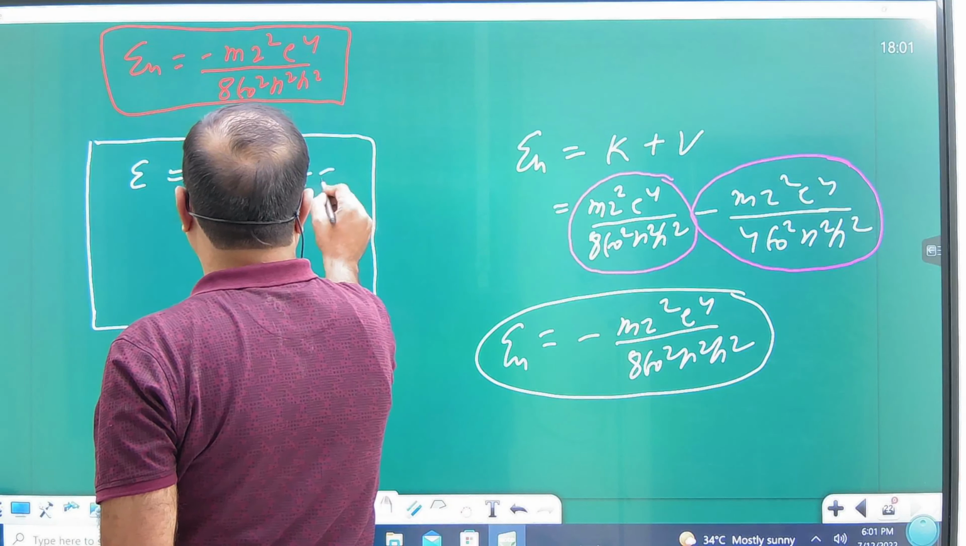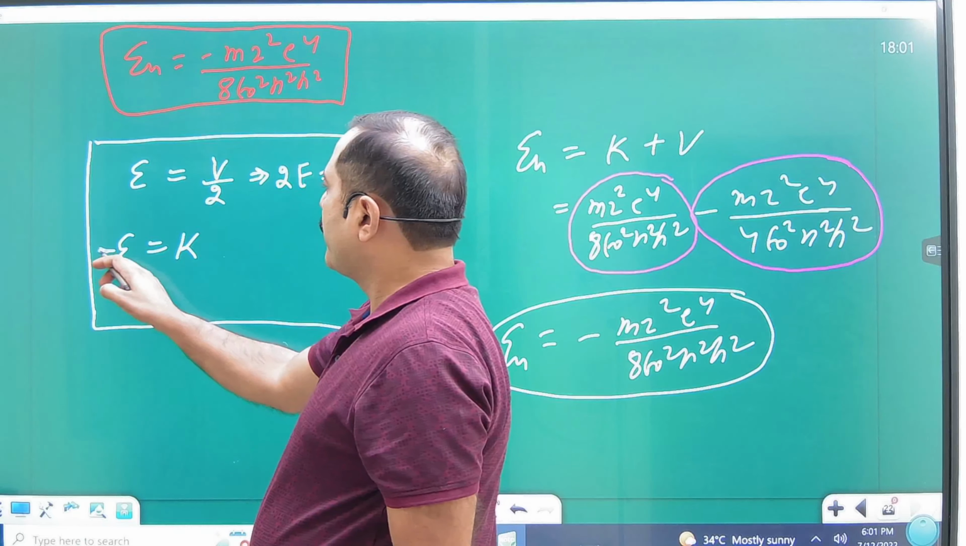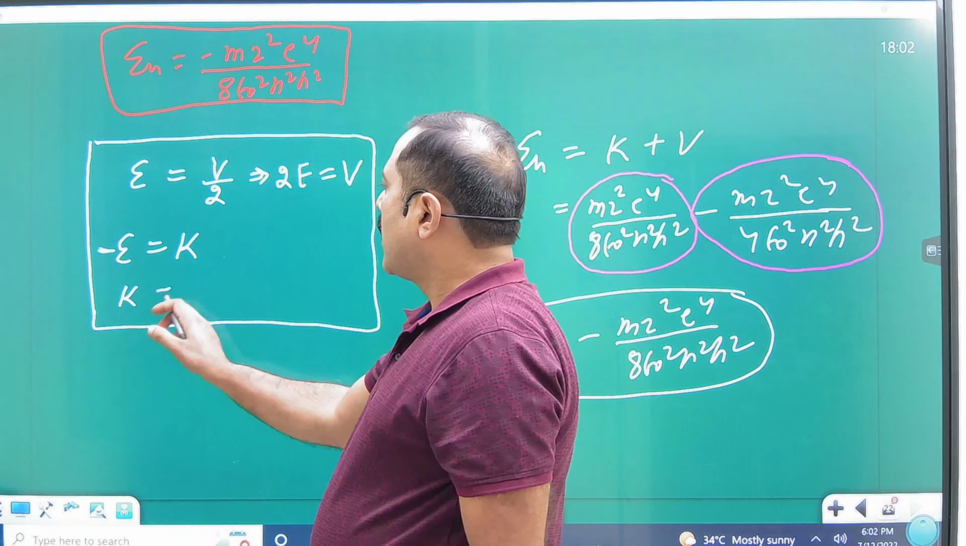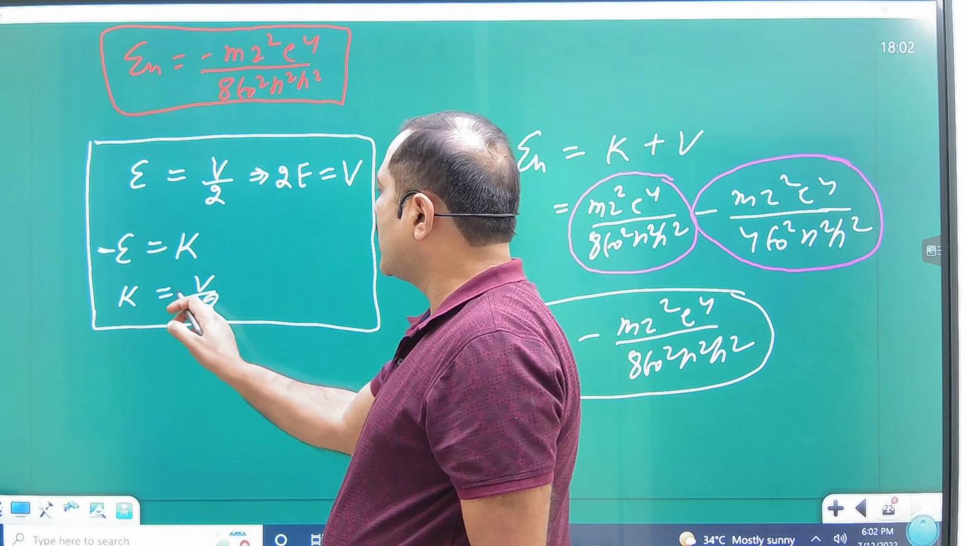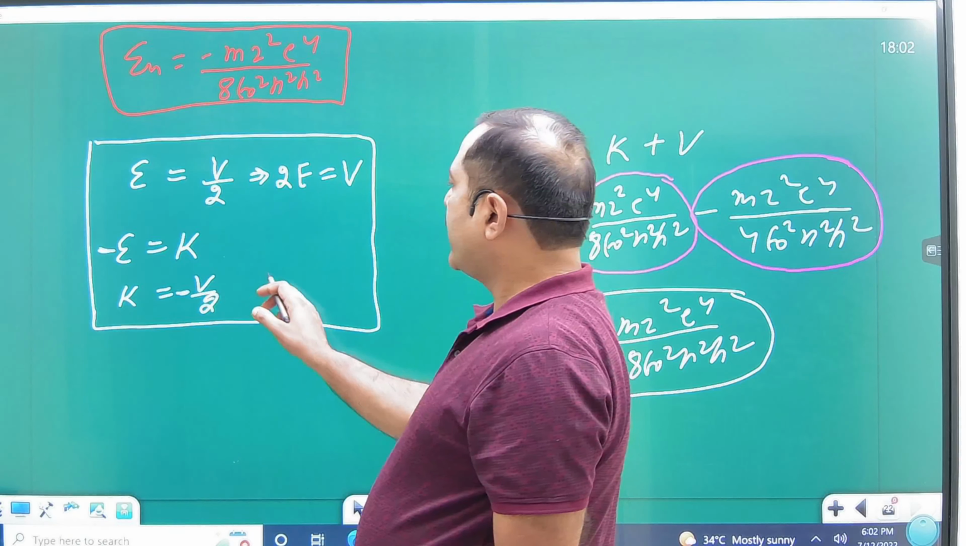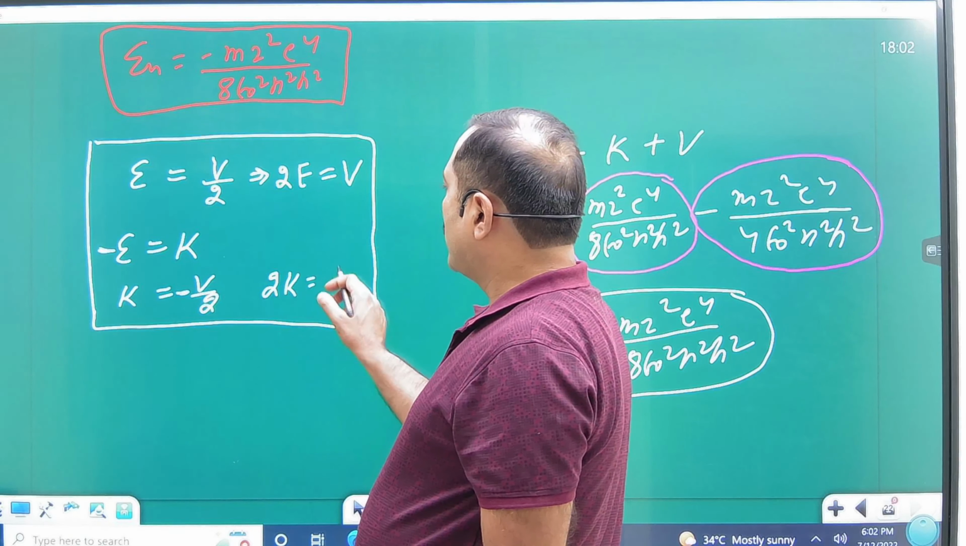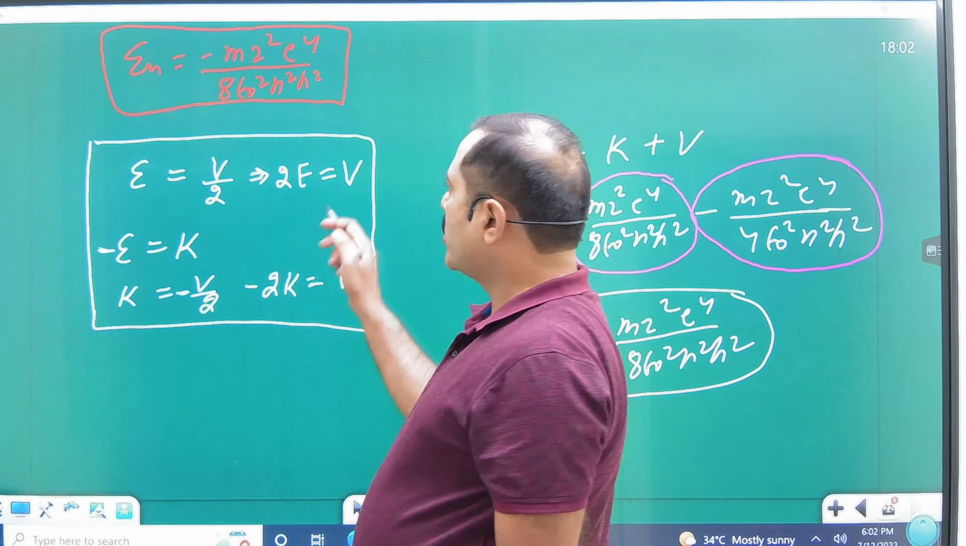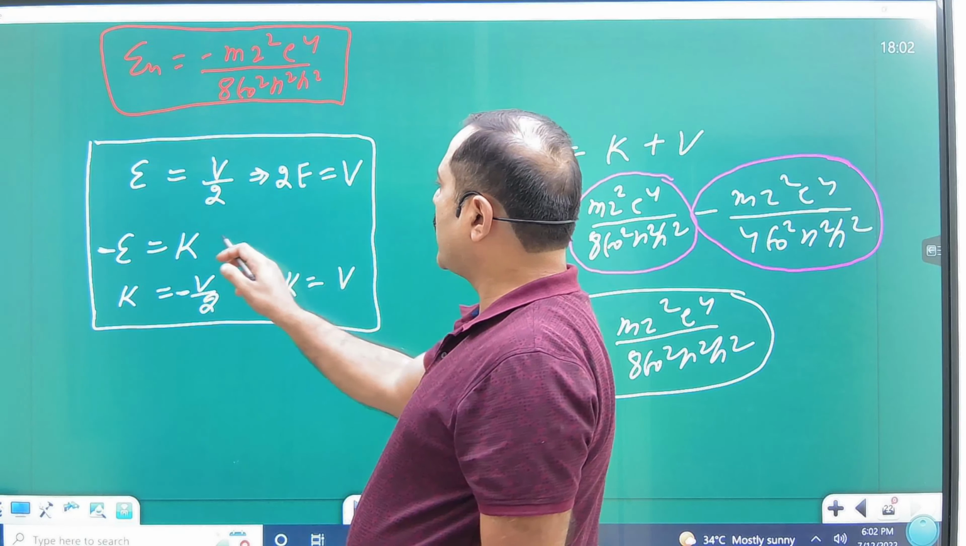Similarly, kinetic energy and total energy have similar values. Total energy is equal to the kinetic energy of the electron, but the sign is opposite. Total energy and kinetic energy have equal value, but with opposite sign. And the third most important thing is that kinetic energy is half of the electrostatic potential energy, but with opposite sign. That is, K is equal to electrostatic potential energy with a negative sign. These are the three most important conclusions.